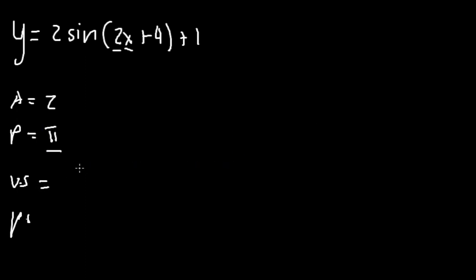Next, ang ating vertical shift. Ang vertical shift natin will always be outside ng parenthesis. Lagi nyo tandaan na ang amplitude to the right, to the left ng trigonometric value. Ang period is equal to 2 pi over b.